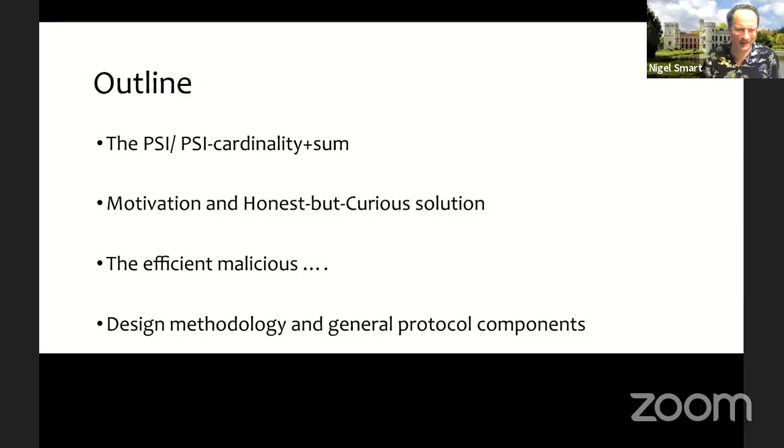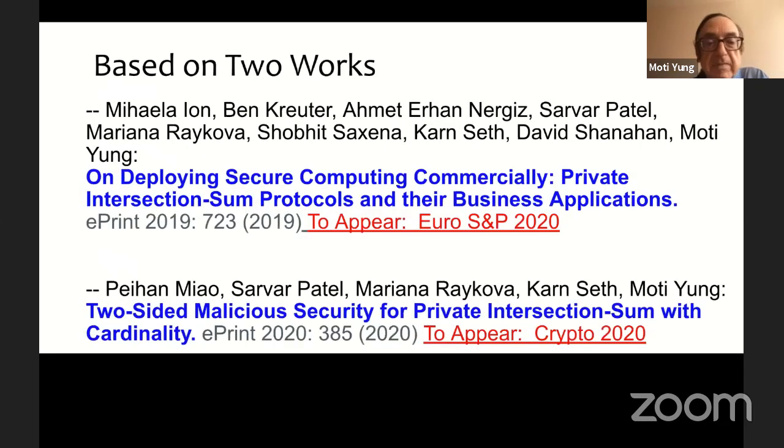So, the outline. Let's talk about it. I will define the problem. The main problem of interest is private set intersection cardinality sum. I'll talk about motivation, efficiency and design. I mentioned the two papers on which it is based. They are both going to appear. The ePrint number is here.